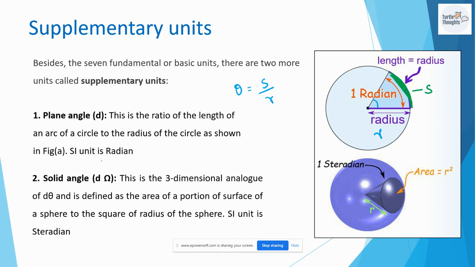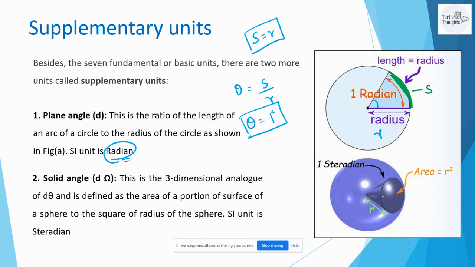Now the SI unit of the plane angle is radian, and I can tell that the angle is going to be 1 radian. We'll be writing 1 c for radian. The angle is going to be 1 radian when s and r are both equal. When the radius is equal to the length of arc, I can tell that the angle is going to be equal to 1 radian.